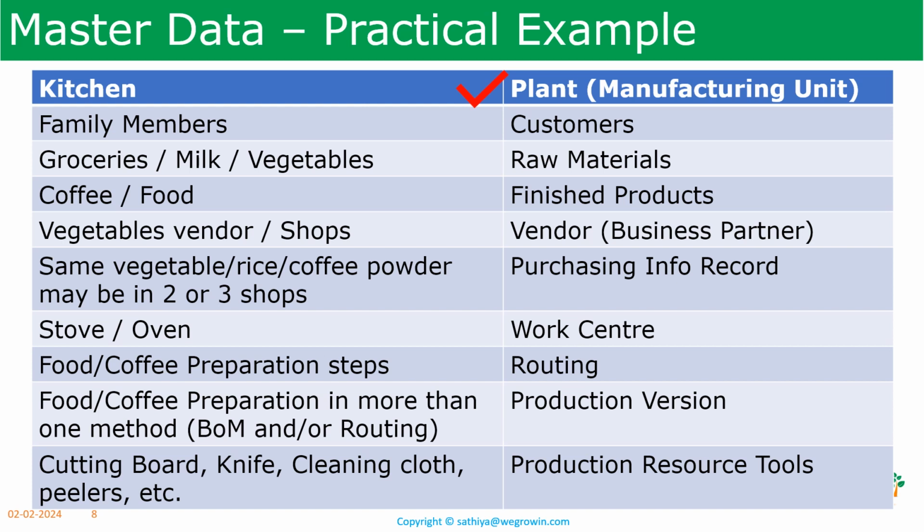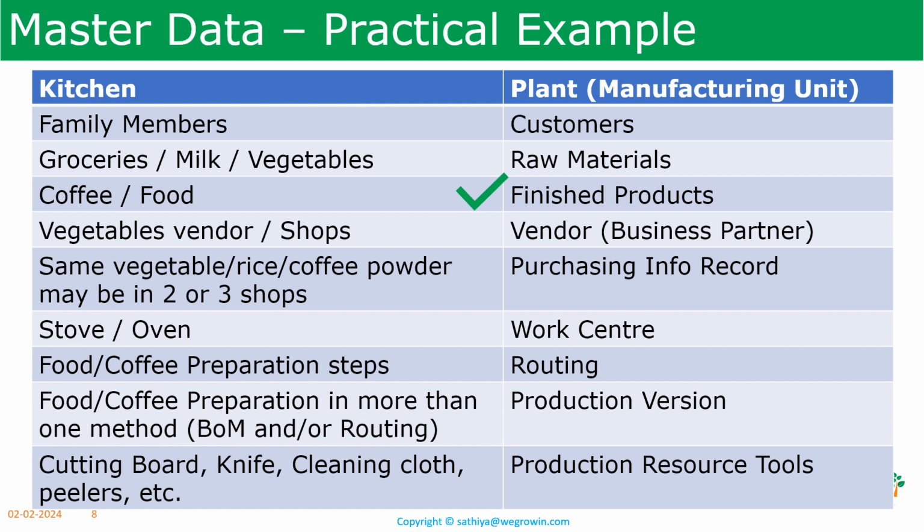For a kitchen at home, who are the customers? The customers are the family members. So family members are going to take the food from this kitchen. When you have this kitchen, we need groceries, milk, and vegetables to produce our food and coffee. So the groceries, milk, and vegetables are raw materials. The coffee, food, and other things produced from the kitchen are the finished goods.